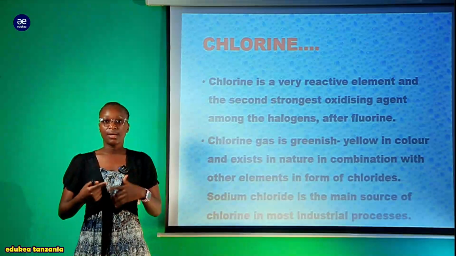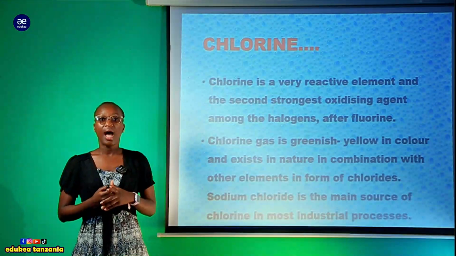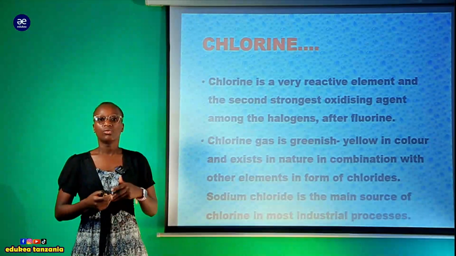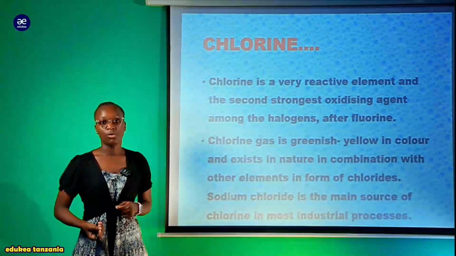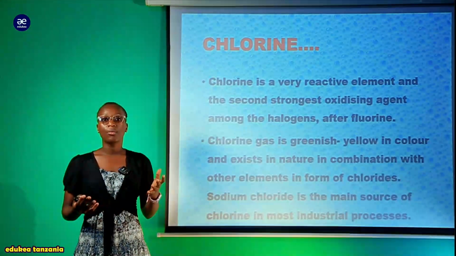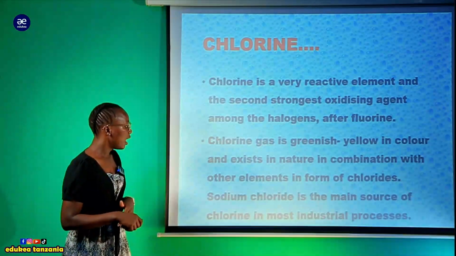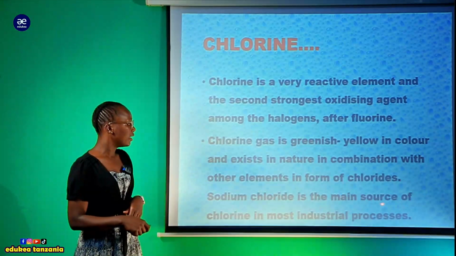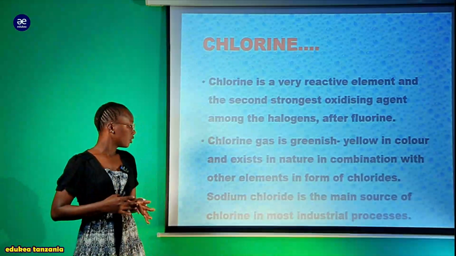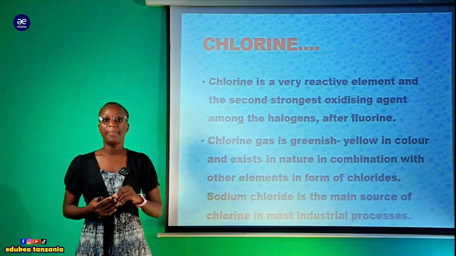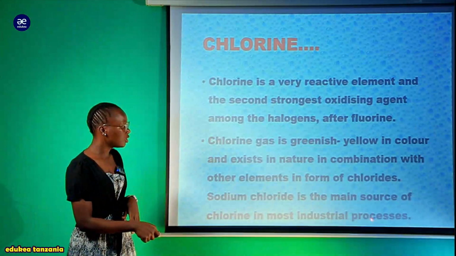But also ina exist katika ile natural way yake, ina exist katika combination ya other elements ambapo ina exist kama chloride. Ndio maana tunaona sodium chloride, potassium chloride and so forth. So hai exist kama chlorine, no. Ikiwa na compound nyingine, ikiwa imeform combination of 2 or more elements, tunaiona ina exist kama chloride. Now, sodium chloride is the main source of chlorine in most industrial processes. Kwamba kumbe sodium chloride ni main source ambapo tunaweza tukapata this existence nature of chlorine katika industrial processes.